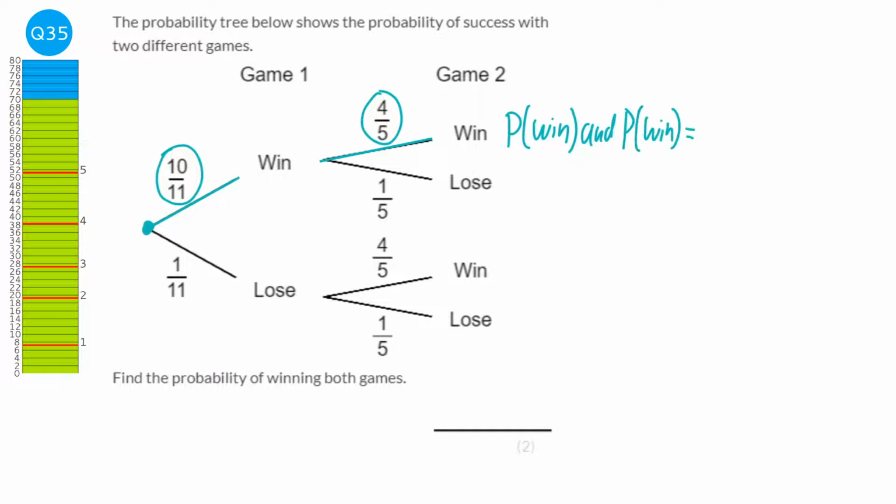So probability of winning game 1 was the first fraction we circled, which was 10 over 11. Probability of winning game 2 was the second one we circled, which is 4 over 5. The word and in probability means times. So we're going to times the tops, which is 40, times the bottom, which is 55, and we can divide top and bottom by 5, so that will give us the probability of 8 over 11.